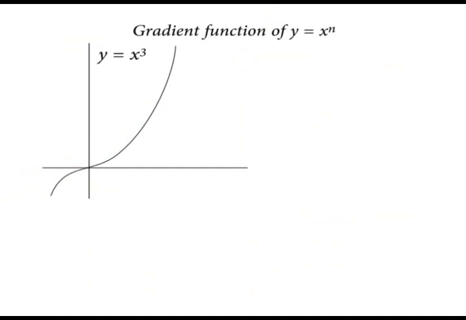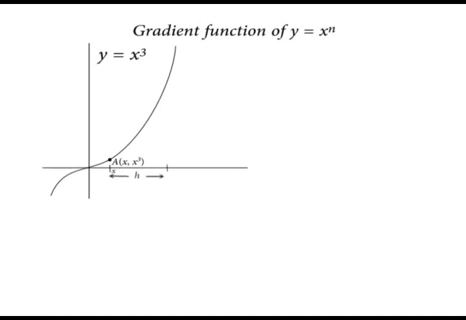Now, suppose we had a curve of y is equal to x cubed. We choose a point A with the x coordinate being x. Because the curve is of the function y is equal to x cubed, the y coordinate will be x cubed. And so A will have coordinates (x, x cubed).